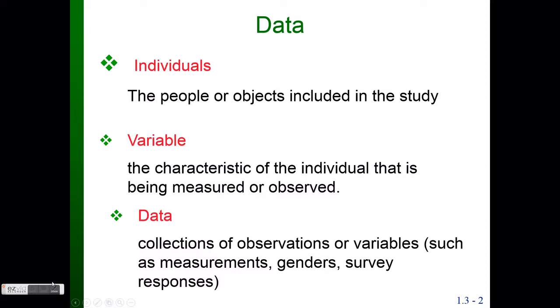When I do a statistical study, I'm usually gathering information to start. The people or objects I'm gathering information from are called my individuals. And the information that I collect from them is called my variable. Once I've gathered all my variables from all my different individuals, I usually will have a set of numbers, and that will be my data set.